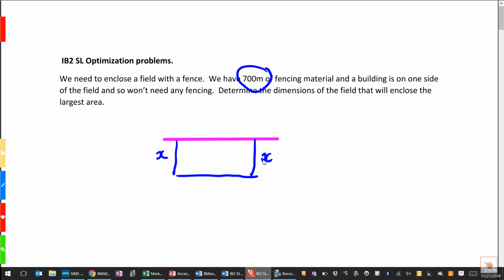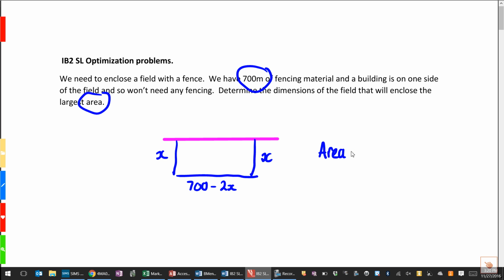So if this and this are x, we've got a rectangular field. If this and this are x, because the whole length of fence is 700 meters, we have 700 minus 2x at this point. Now we've got to determine the dimensions of the field that will enclose the largest area. So we're better off setting an equation for area.